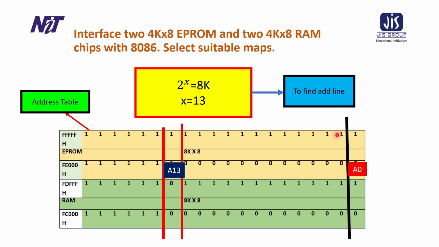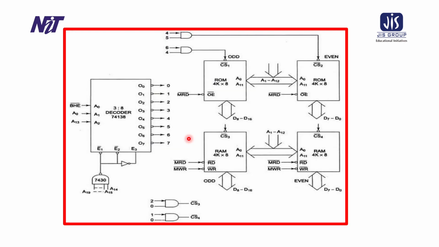That means the A1 to A12 lines are connected with the address lines of the EEPROM and RAM chips, A0 to A11. That means pins A0 to A11 of the EEPROM and RAM are connected with A1 to A12 of the processor. I'll explain in the next slide with the help of the diagram.